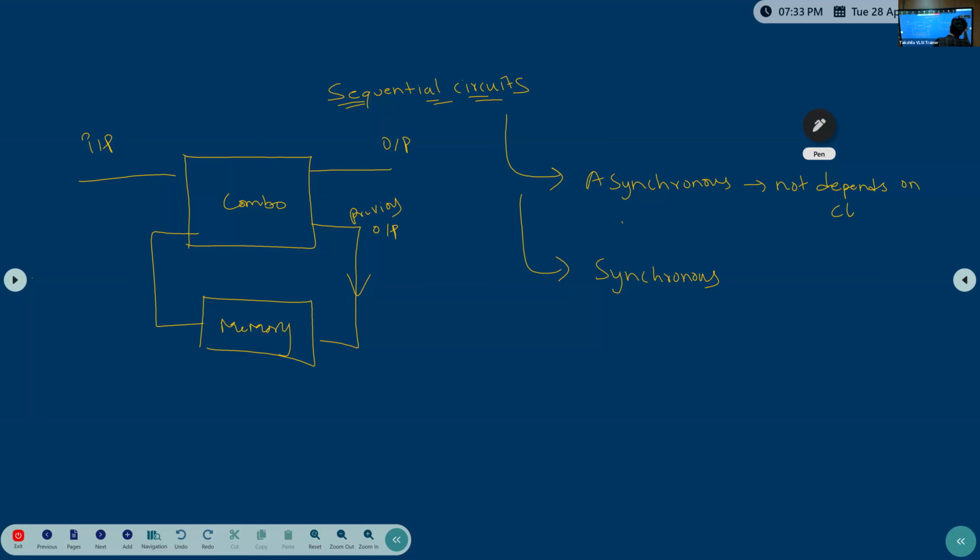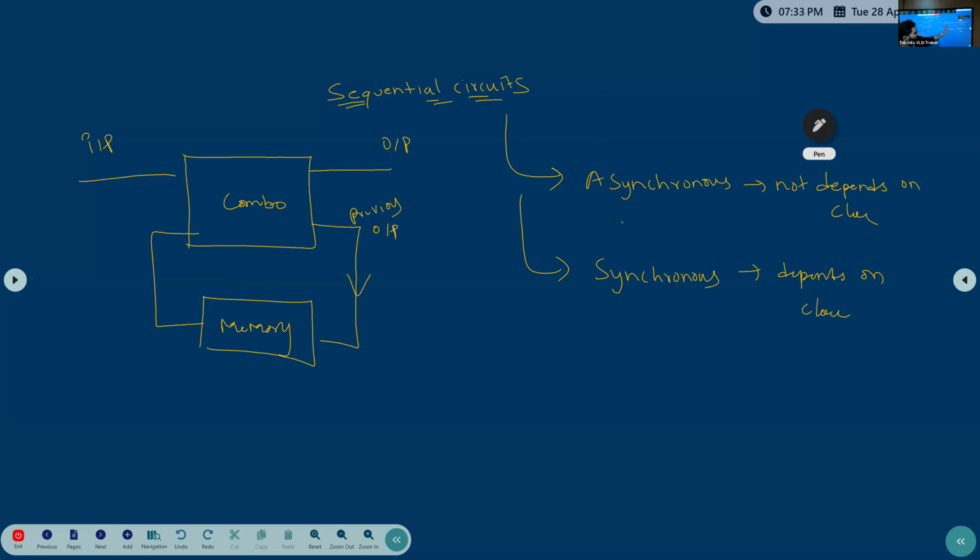It will depend on the clock. That may be level, that may be edge, things we will discuss. Clear? So there are two types of sequential circuits: synchronous and asynchronous. Synchronous means it will depend on the clock period, it will turn on and then the output will generate.